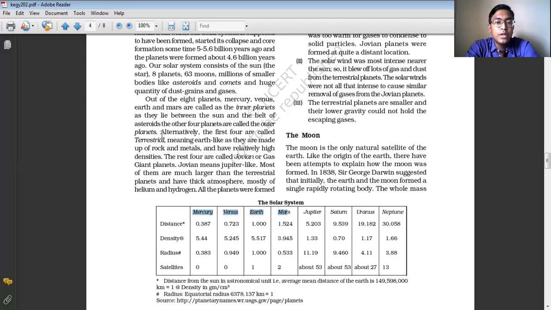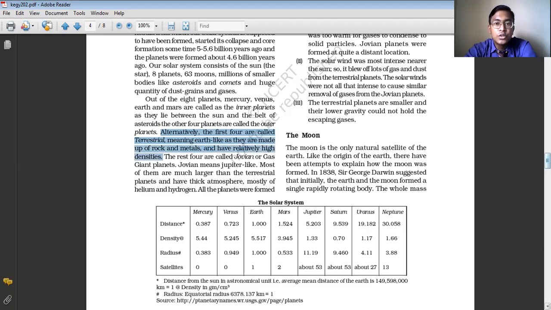So these inner planets, that is Mercury, Venus, Earth, and Mars, are also known as the terrestrial planets. Alternatively, the first four are called terrestrial planets, the inner planets actually. These inner planets are known as the terrestrial planets, meaning Earth-like, as they are made up of rock and metals and have relatively high densities.